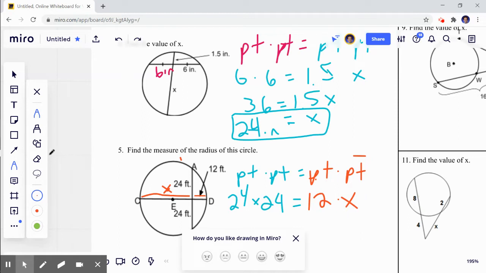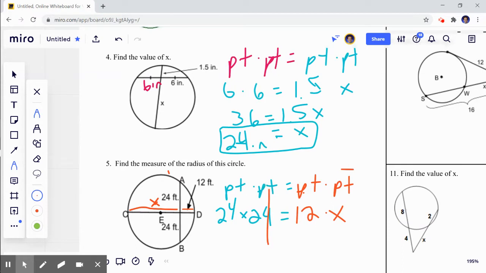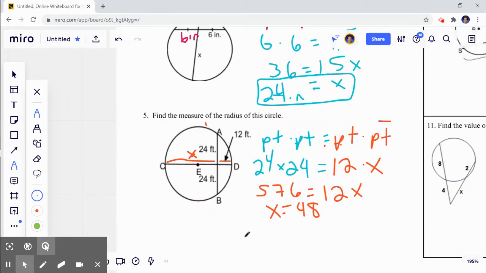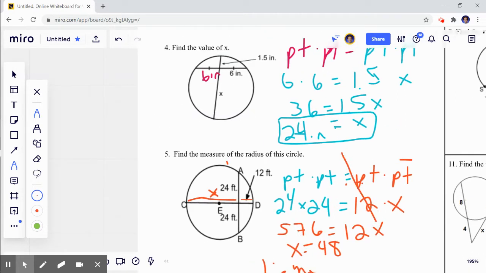So 24 times 24, 576. Okay, so yeah, we get 576 equals 12x, divide 576 by 12, we get 48 feet. So that's x. So that means the diameter has to be 48 plus 12. So we know the diameter has to be 60. So the radius would be half of that, which is 30.